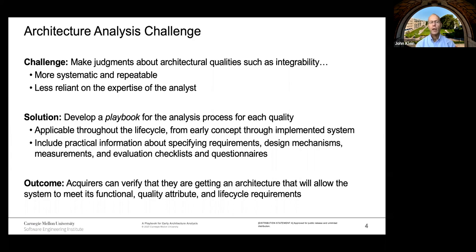It provides practical guidance about how to specify quality requirements, and about design mechanisms, the patterns, tactics, and frameworks that typically appear in an architecture to promote the particular quality. We talk about measurements of the design artifacts and checklists and questionnaires that support the analysis and the judgment. And the outcome is that acquirers can verify that the architecture that they're getting will allow them in their system to satisfy the goals and requirements that they have.